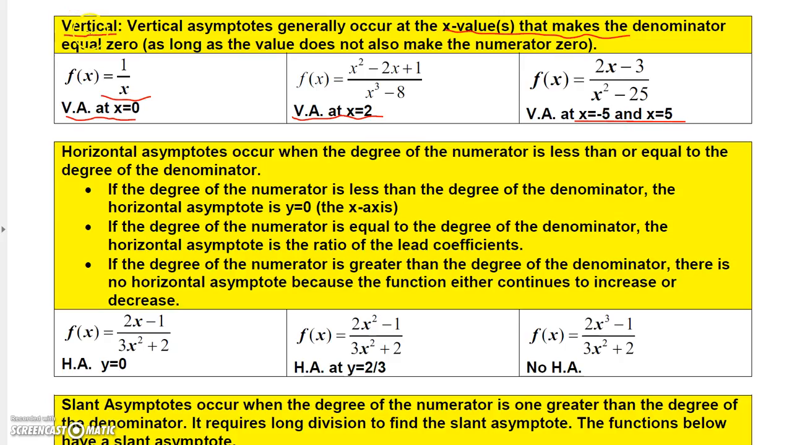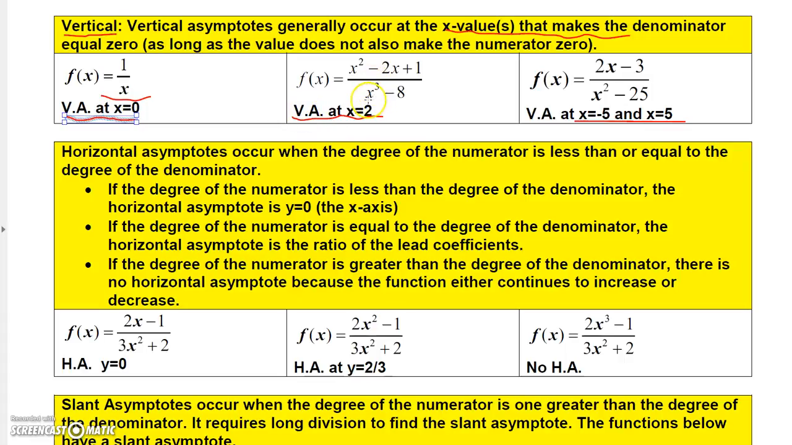Now let's talk about how to find these asymptotes. The vertical asymptotes are the easiest to find, because all you have to do is find the values that make the denominator equal 0. So notice here, for this function 1 over x, if x equals 0, the denominator would be 0. So this has a vertical asymptote at x equals 0.